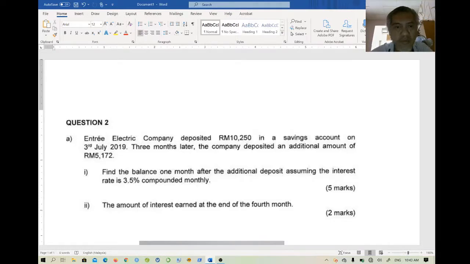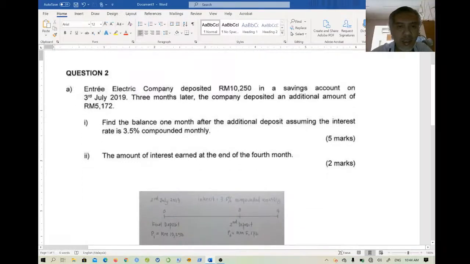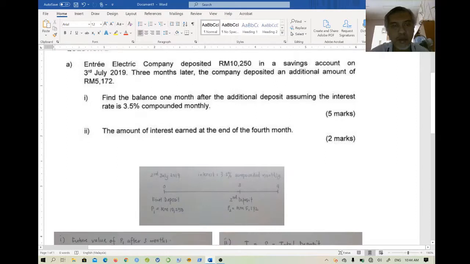In order to solve this problem, what we need to do is come up with the given information first. As a start, I show you an illustration of the situation given in the question. On the 3rd of July 2019, a first deposit was made in the amount of 10,250 ringgit. After 3 months, the company made another deposit, the second deposit, in the amount of 5,172 ringgit. The whole amount is then kept in the account for another 1 month. So the question asks, what is the amount at the end of 1 month after the second deposit? Or in other words, what is the amount in the account 4 months after the first initial deposit?